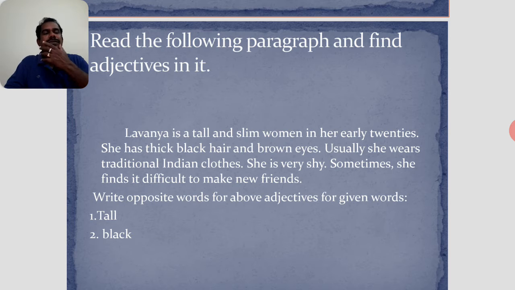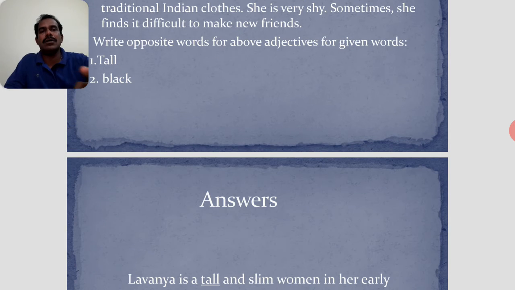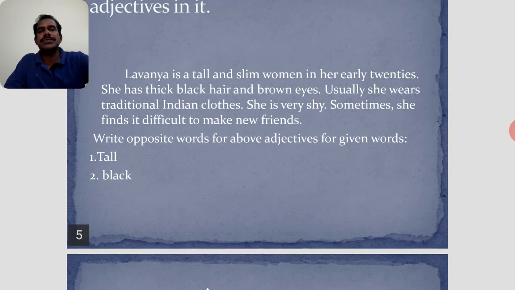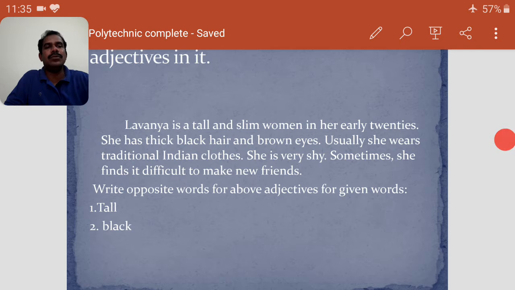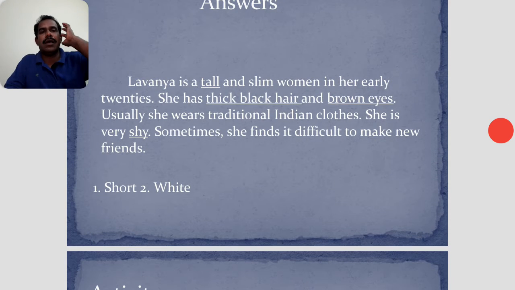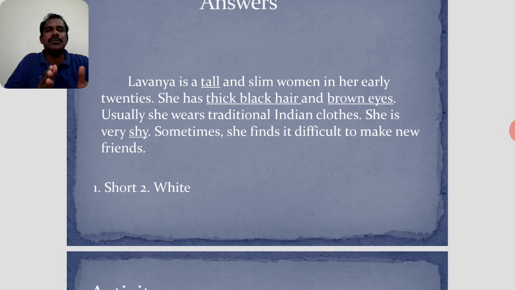So we can find adjectives to describe. Here we are describing Lavanya. We are describing her features, using adjectives to remember her. With adjectives we can remember a person for a long time in our life. Here we can also write some opposite words for the adjectives.